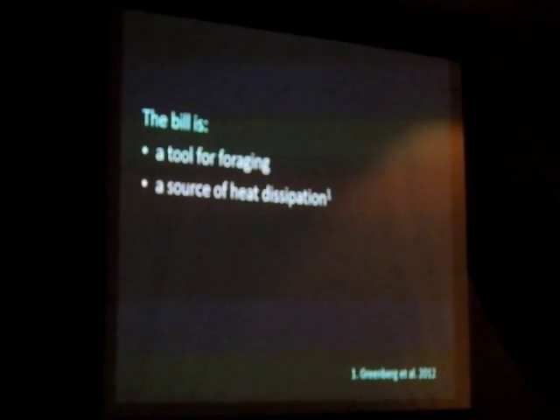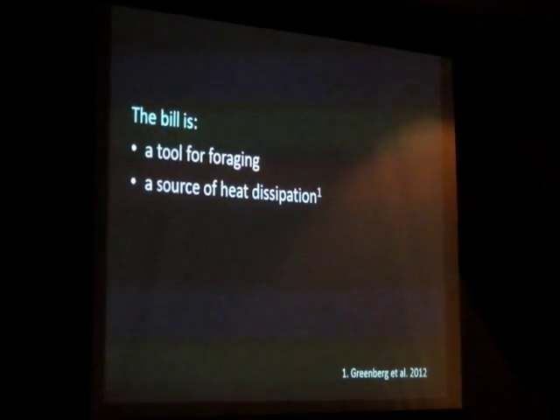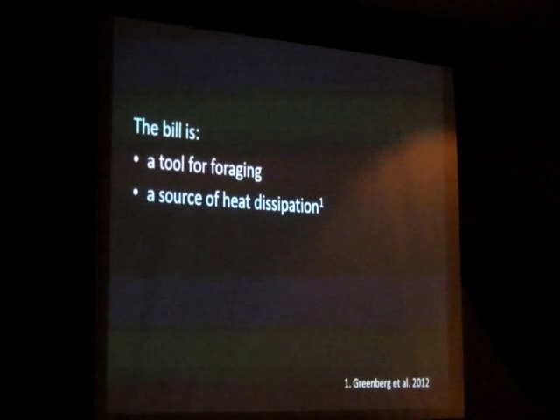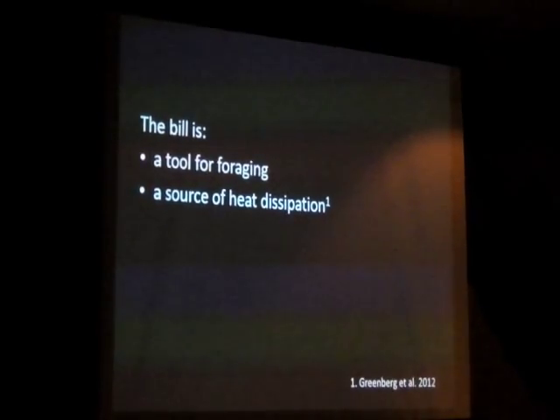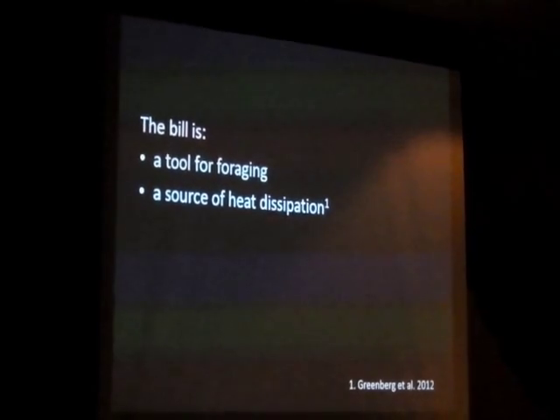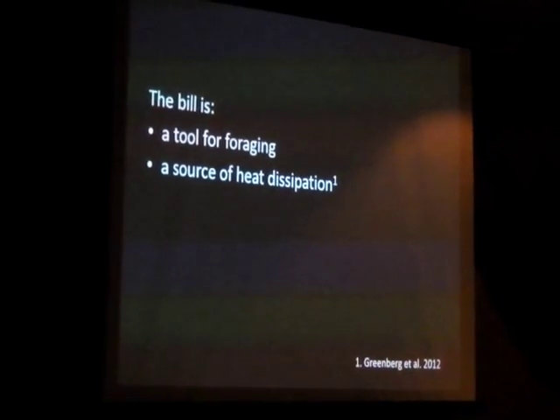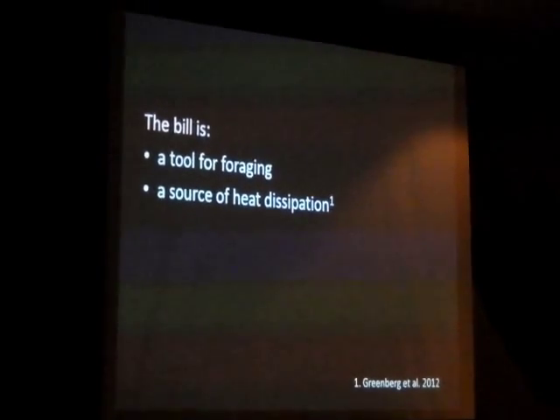So the bill is really important for birds. Of course, it's a tool for foraging. That's probably the first thing you think of. They use it to obtain food and manipulate food. It's also a big source of heat dissipation for birds. It's been shown mostly in the Greenberg lab. There's no feathers on the bill, and if you look at heat images of birds, the bird is mostly blue and then the bill is glowing bright red because it's losing heat. So this can be good or bad. If you're in a cold place, you might want to keep your heat. If you're in a warm place, you might want to get rid of your heat.